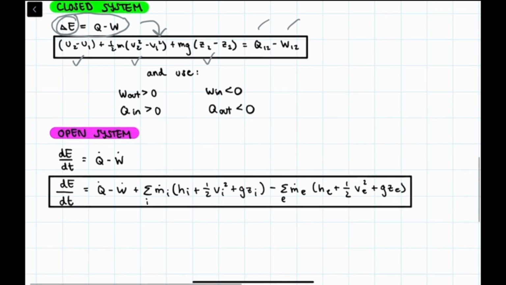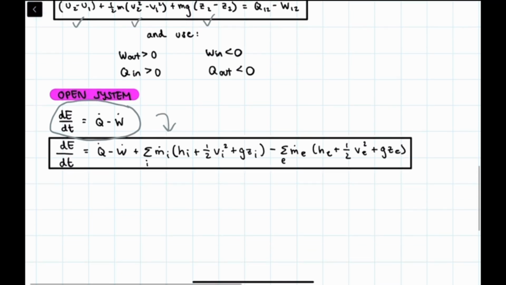For an open system, the formula might look a little bit different, but it's still based on the same principle. So we have the first law, but under the instantaneous time rate form. So we have dE over dt, the energy over a time period, is equal to the heat minus the work. So in the transformed version, we can see the summation of the mass flow rates that are going in the system, and then minus the summation of the mass flow rates that are going out of the system. And instead of having internal energies, we have enthalpies.